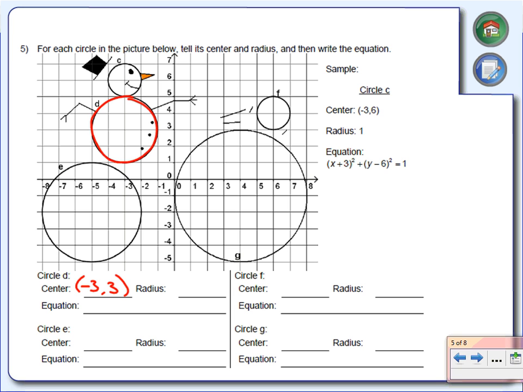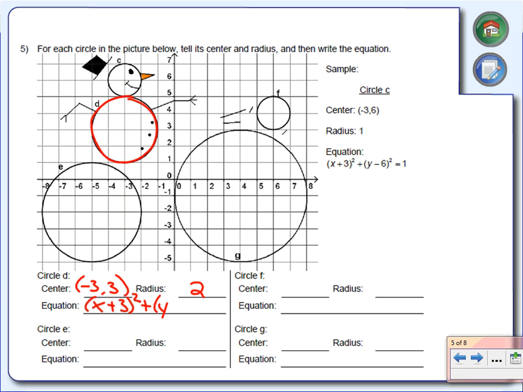What's the radius of that circle? 2. So we know the center is at negative 3, 3, and we know the radius is 2. Now that we know that, let's come up with the equation. So here it is. We're going to have x plus 3 squared. It's the opposite of the x value.